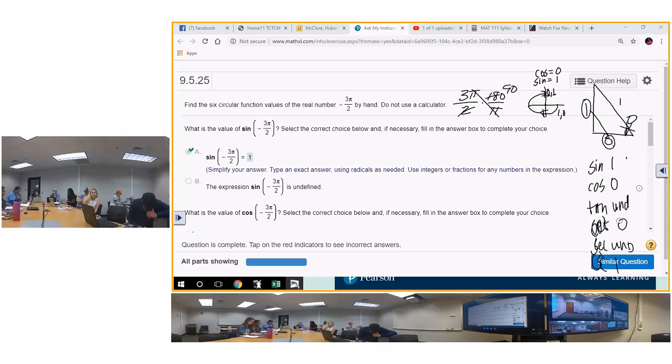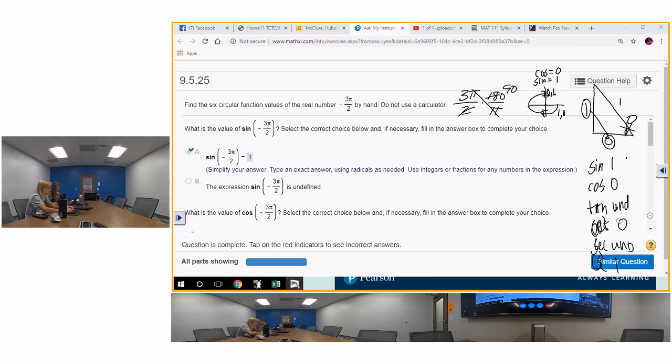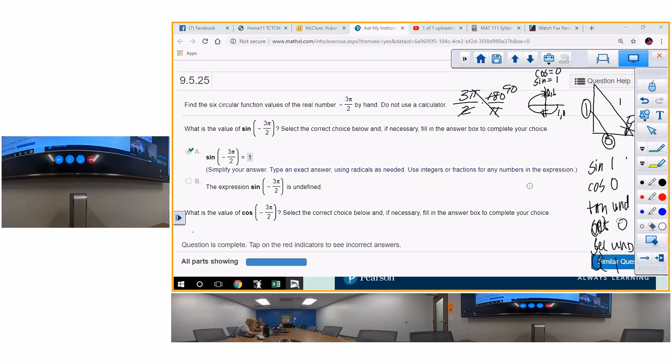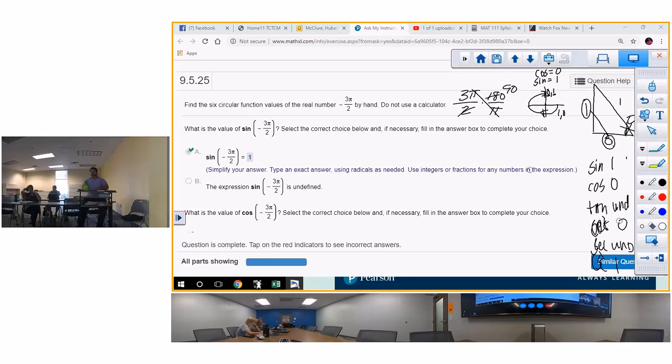Wouldn't tangent be opposite over adjacent, 1 over 0, which is 1? Well, see, that's where I got undefined, because you can't divide by 0. Gotcha, my bad. But you can divide 0 by 1 and get 0. Remember, the reciprocal of the tangent is the cotangent. So the reciprocal of 1 divided by 0 is what? 0 divided by 1.